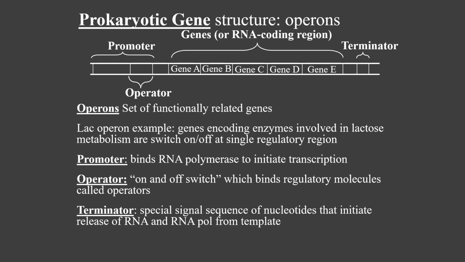And then on the 3' side, or the downstream side, is the terminator sequence. And this is a special sequence of nucleotides that helps the RNA polymerase release from the DNA template. So this is the structure of how many genes in prokaryotes are organized. And in eukaryotes, they're very, very similar. The main difference would be that in eukaryotes, there would just be a single gene present instead of a set of functionally related genes. And that gene would contain, in eukaryotes, introns and exons, which we haven't defined yet, but we'll talk about that later.